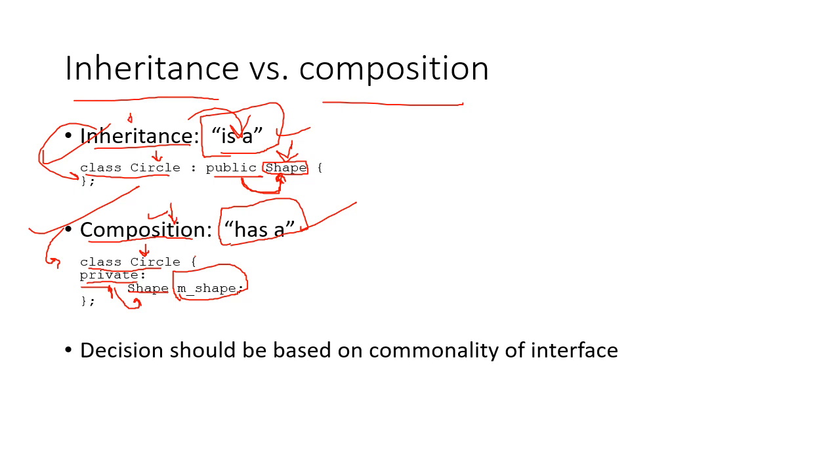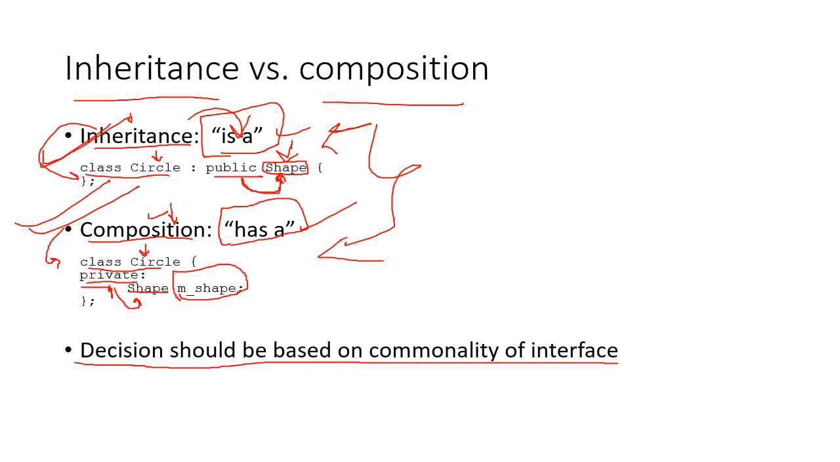Now what is written over here is that the decision should be based on commonality of interface. Your decision should be based on how you are going to use either inheritance in this particular example or composition. So you have to decide on the basis of commonality of interface. Interface will be a major deciding factor in whether you use inheritance or composition. I think it is clear to you now.